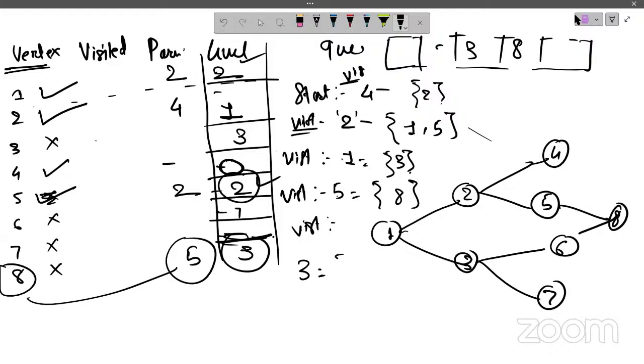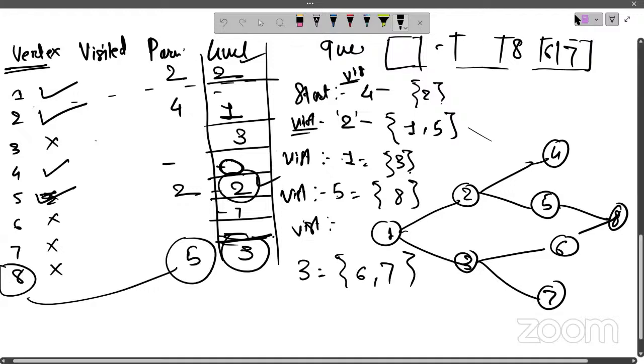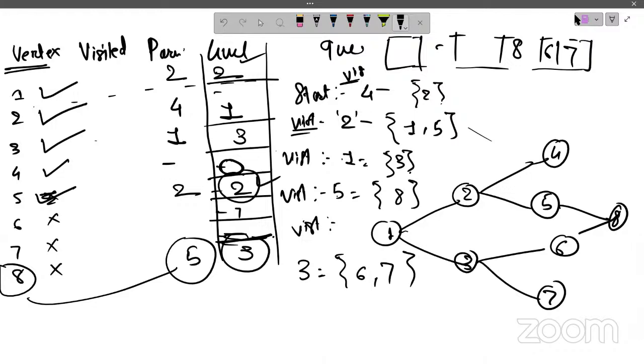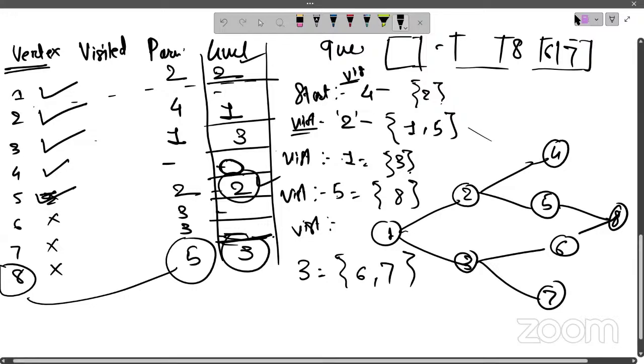Okay. Now we have to visit 3. So 3 will give us 6 and 7. So I'll write down 6 and 7 in my queue. I will remove 3 from my queue and I will mark it true. And what is the parent of 3? Parent of 3 is 1, right? Because it is coming from 1. And the level of 3 is 3, correct? So now the parent of 6 and 7 is also 3, and the level of 6 and 7 will be 4, right? Now you guys getting how we are updating the level?